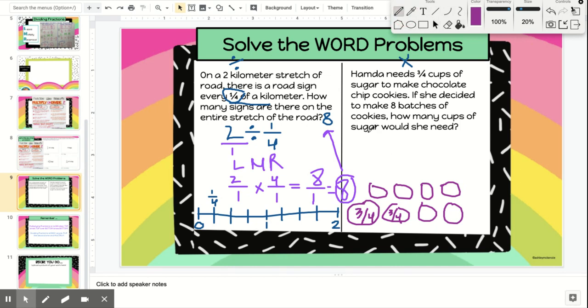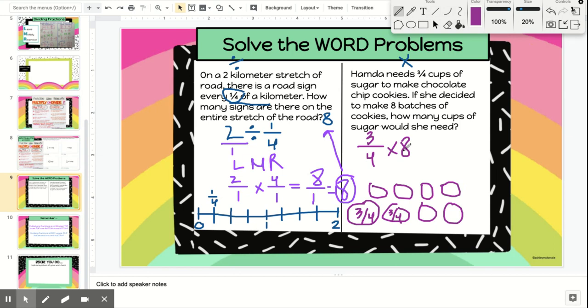3/4 times 8. Okay, you could actually solve this as an adding problem too, because multiplication is repeated addition. You could do 3/4 plus 3/4 plus 3/4 plus 3/4 plus 3/4 plus 3/4 plus 3/4 plus 3/4. But I feel just solving it as a multiplication problem is a lot faster, okay?